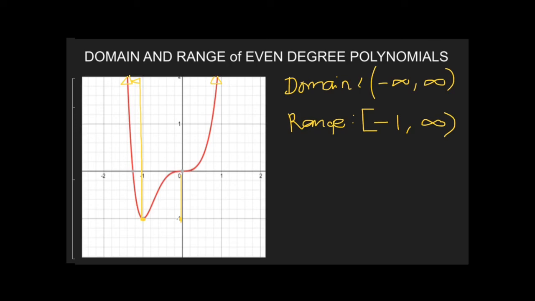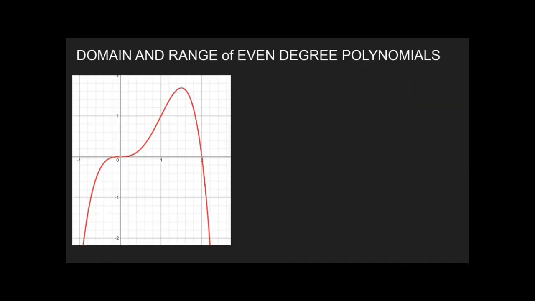So again, for graphs opening up, even degree polynomials with a positive leading coefficient, look for the lowest value of y, and you can find that by actually using your Desmos calculator. Let us consider another example of an even degree polynomial with a negative leading coefficient. That is why the graph is pointing down.